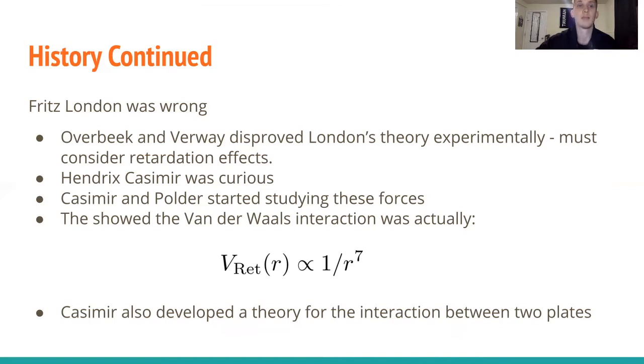So basically, in comes Hendrik Casimir. He was a big theoretical guy, and he became very curious. And so he and his partner started studying these forces between atoms, and they showed theoretically that the interaction was actually 1 over r to the 7th, and this was including the retardation effects. And while they were working on this, they also wanted to consider the interaction between a particle and a perfectly conducting parallel plate. And while they were there, they thought we might as well just study the interaction of two perfectly conducting parallel plates.